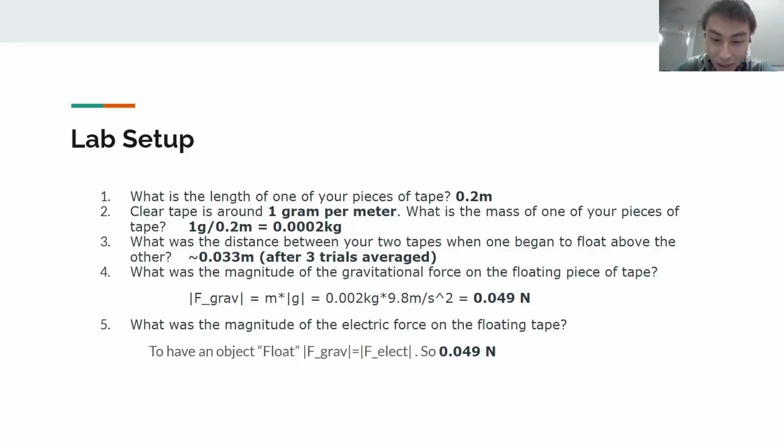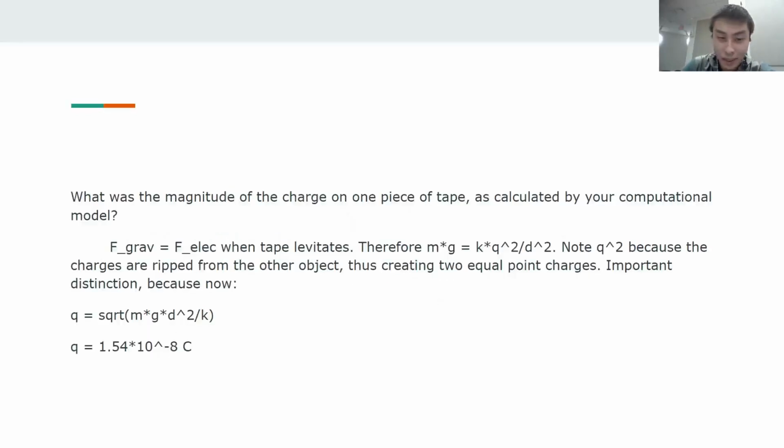So that means that if the electric force and the force on the floating tape are equivalent forces that make the tape float, then the electric force must also be 0.049 newtons as well. So with that out of the way, we can now talk about another important idea. What is the magnitude of charge on one of the pieces of tape? Well, if gravity and electric forces are counterbalancing each other, we could set them equal and say that they net out to be zero.